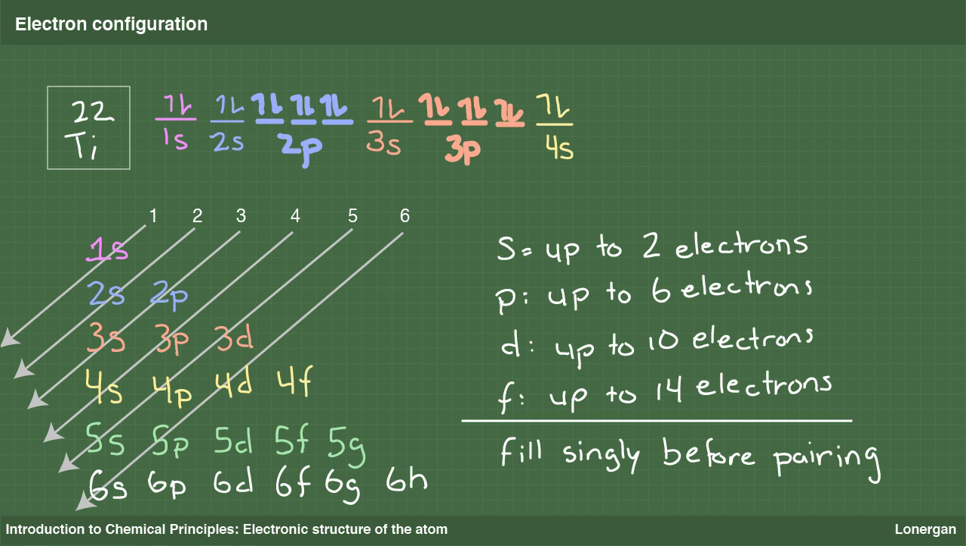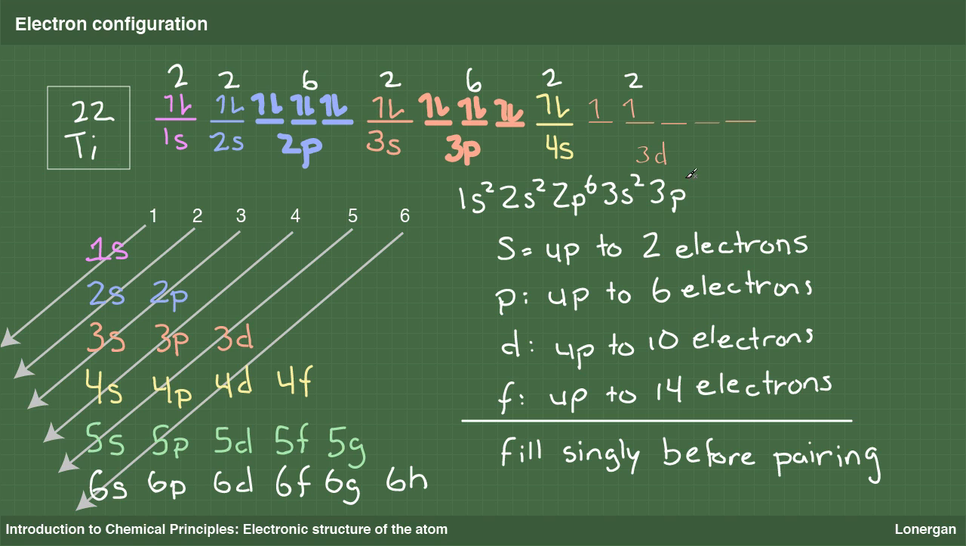This leaves us with 2 more electrons. Each singly occupies one of the 5 3d orbitals. Writing the total number of electrons in each subshell, the electron configuration is then 1s2, 2s2, 2p6, 3s2, 3p6, 4s2, 3d2.